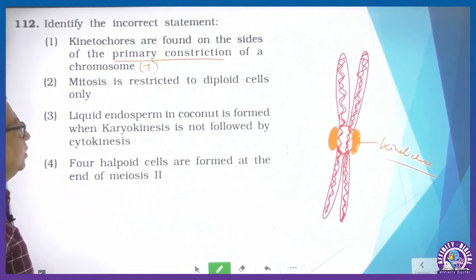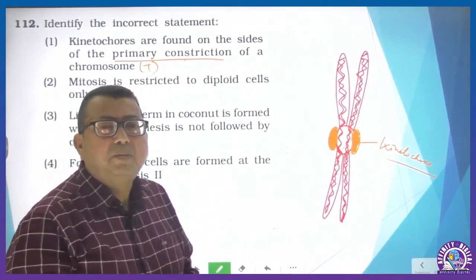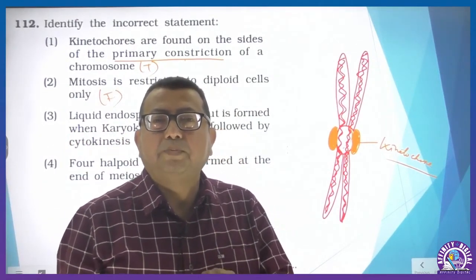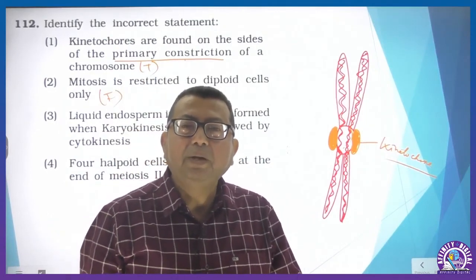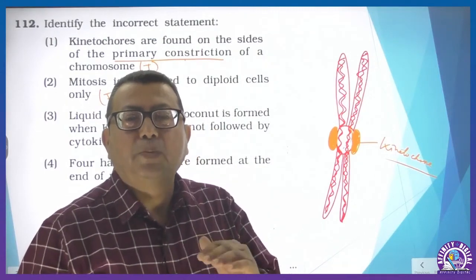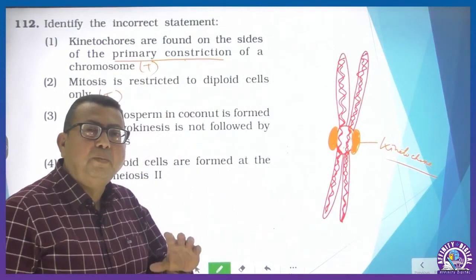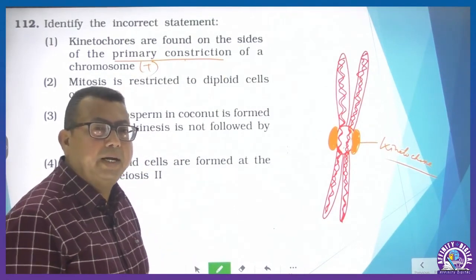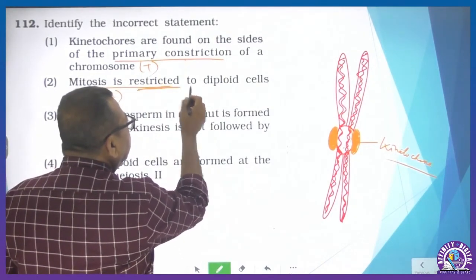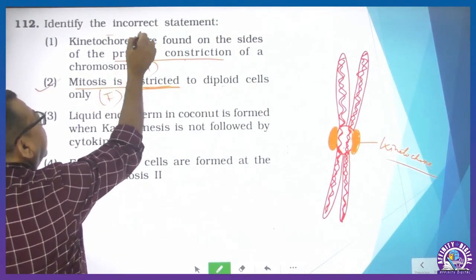Mitosis is restricted to diploid cells only. ये false है. Mitosis in animals occurs in diploid cells. But there are some exceptions. For example, some social insects like male honeybee are haploid. So male honeybee grows by mitosis. So mitosis occurs in haploid cells in male honeybee. And in plants, mitosis occurs in both haploid and diploid cells. So यहाँ पे क्या दिया है? Mitosis is restricted only to diploid cells. So this is false. So ये होगा आंसर. Incorrect निकालने को दिया है.